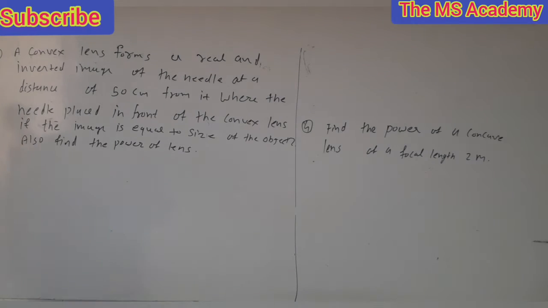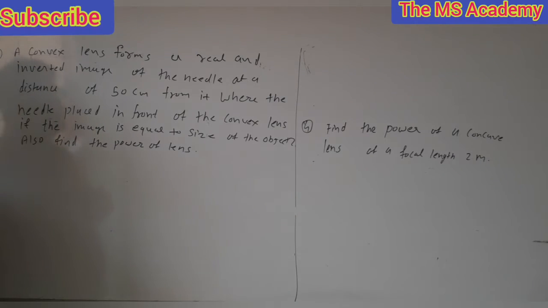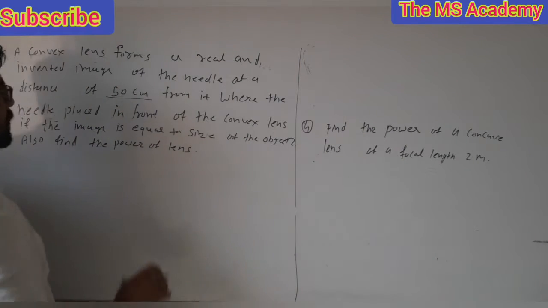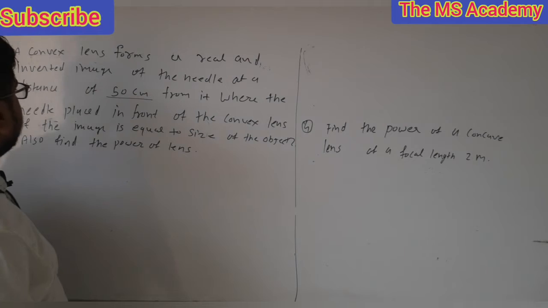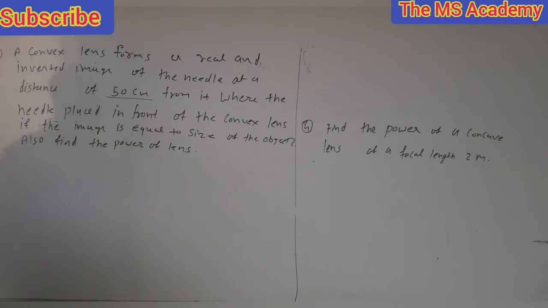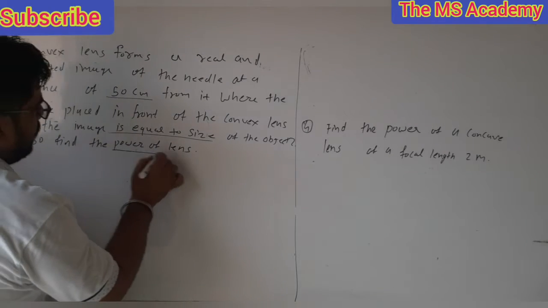Now we will see another example like that. A convex lens forms a real and inverted image of a needle at a distance of 50 cm. Means the image distance v is equal to 50 cm. Where is the needle placed in front of the convex lens if the image is equal to the size of the object? Also find the power of lens.